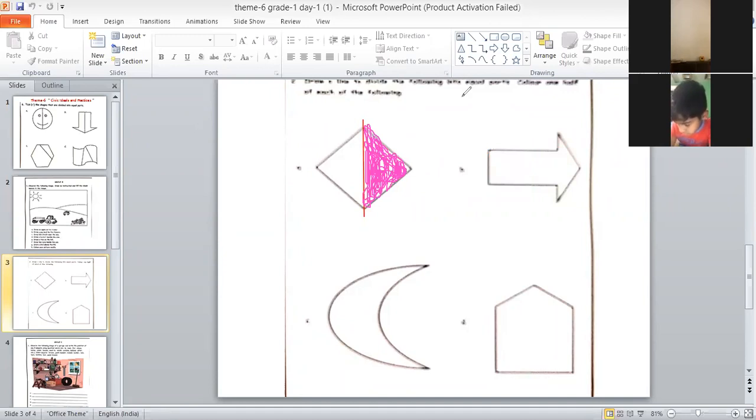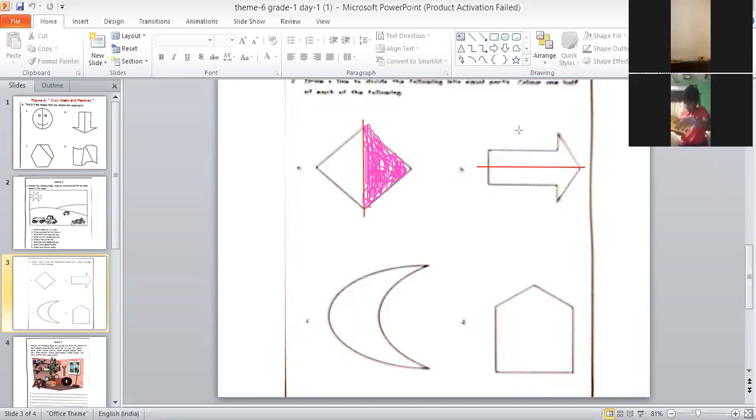So what we will do now is, we will divide it equally by drawing a straight line which will pass through that corner on the right side. Okay, and like this we will divide this arrow into, wait, I'll draw a line again, into equal parts. Like this. Now again the shape is divided into two parts.